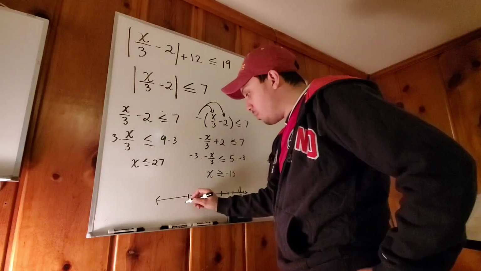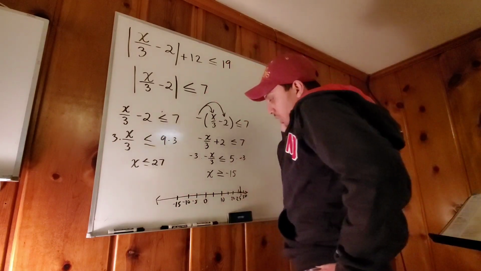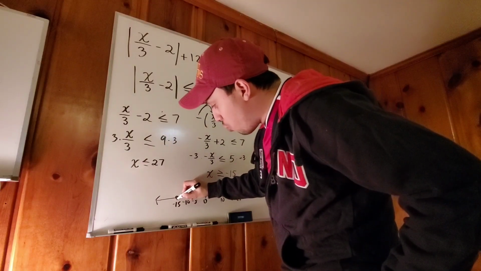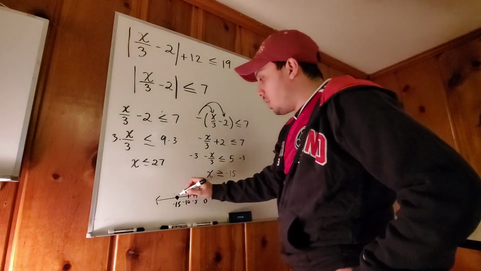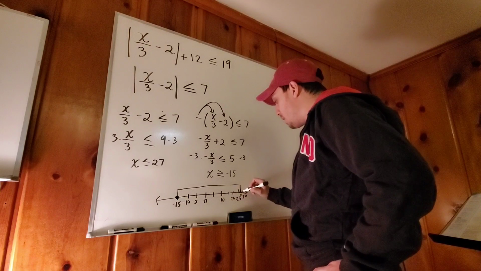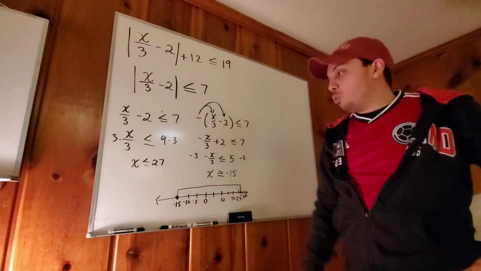And then in here is going to be negative 5. Negative 10, negative 15. All right, so negative 15. And that one is going to be just right there. All right, and so x is greater than or equal to negative 15. That's why it's closed circle. And it's going to be less than or equal to 27, and that would be my answer.